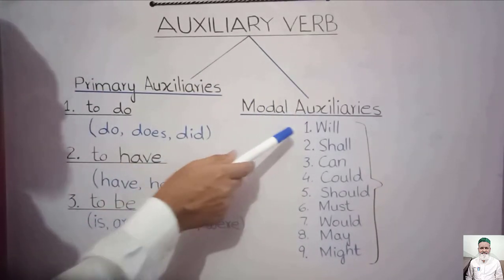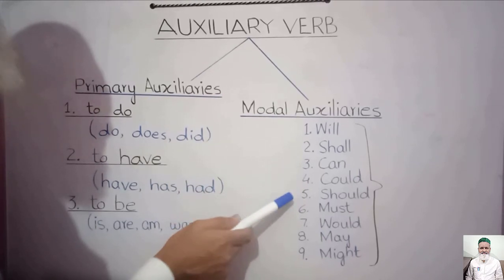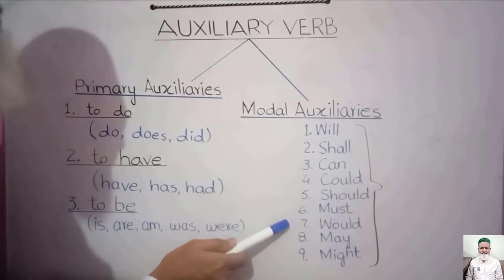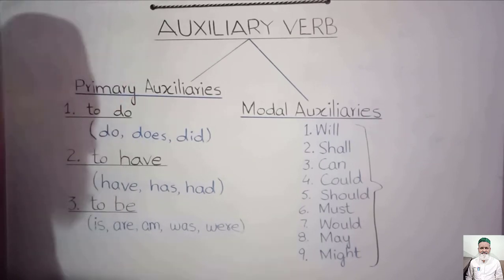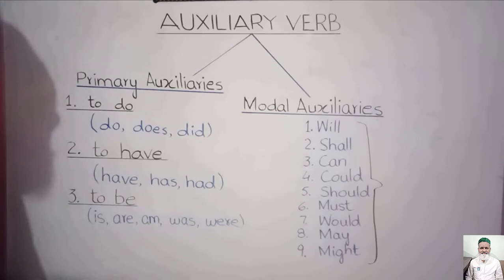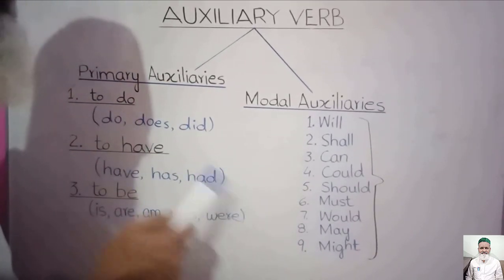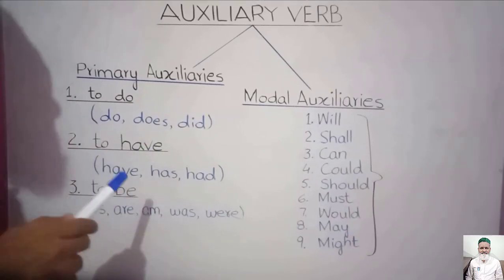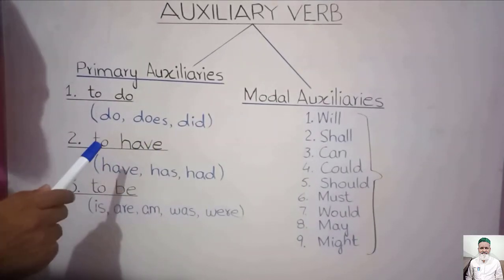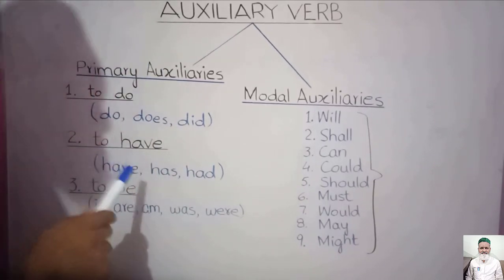Now comes modal auxiliaries. These are will, shall, can, could, should, must, would, may, might. And ought to, need, and have to are also included in modal auxiliaries. Now we will discuss the features which differentiate both of these types of auxiliaries.